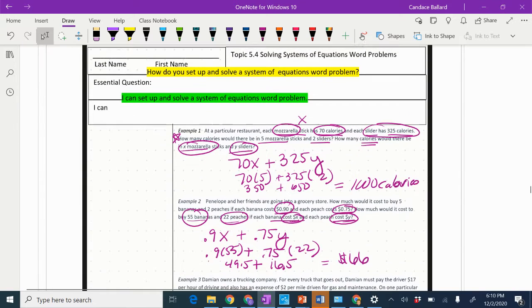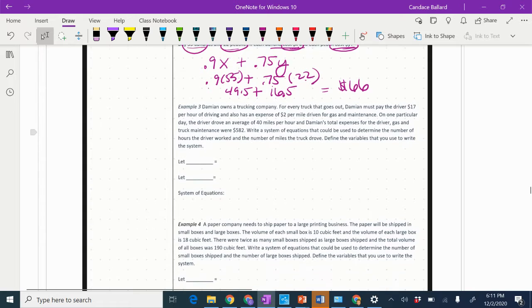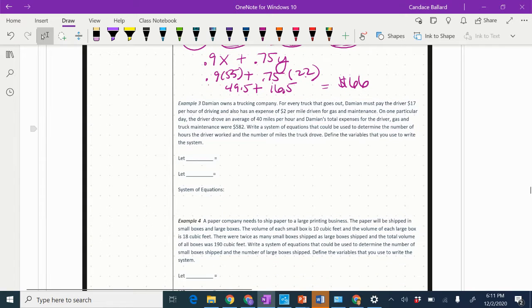In this video, we're going to continue topic 5.4, solving systems of equations word problems. We're going to actually get into ones that are systems in these examples.